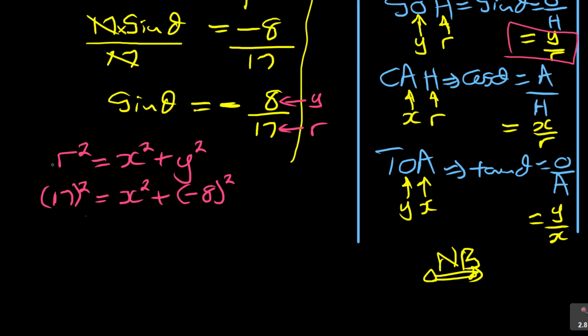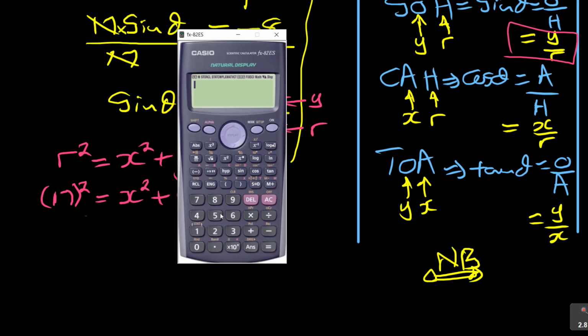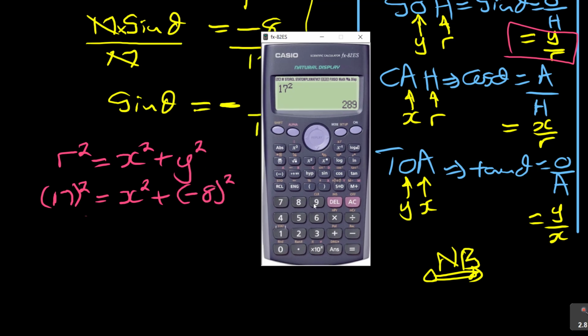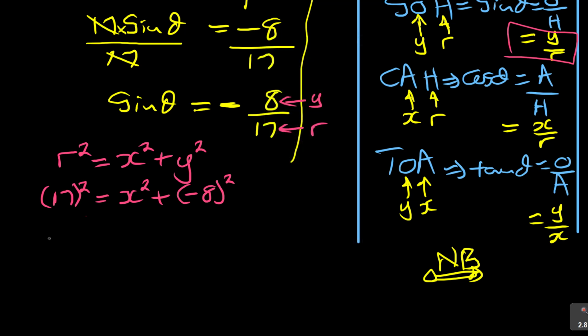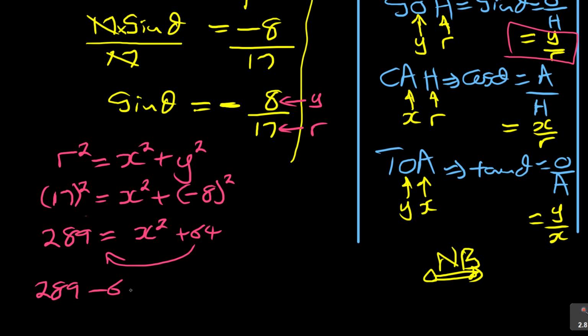If we simplify, then 17 squared is 289, and 8 squared is 64. So negative 8 squared is 64, and again 17 squared is 289. So 289 is equal to x squared plus 64. See that? Then you take 64 to the other side: 289 minus 64 is equal to x squared.